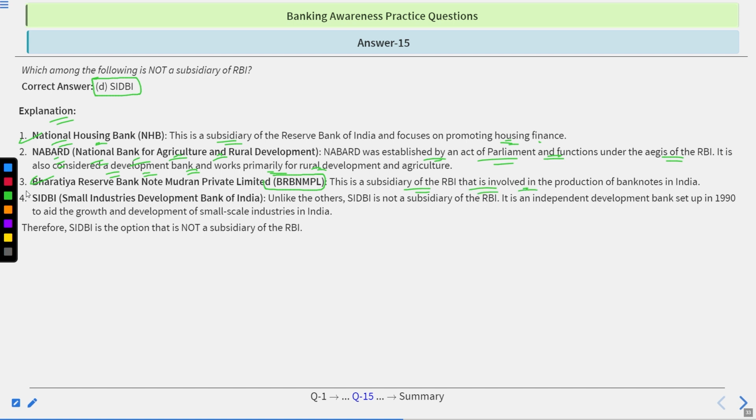Then the SIDBI, Small Industries Development Bank of India. Unlike the others, the SIDBI is not a subsidiary of the Reserve Bank of India. It is an independent development bank set up in 1990 to aid the growth and development of small-scale industries in India. Therefore, SIDBI is the option that is not a subsidiary of the Reserve Bank of India.